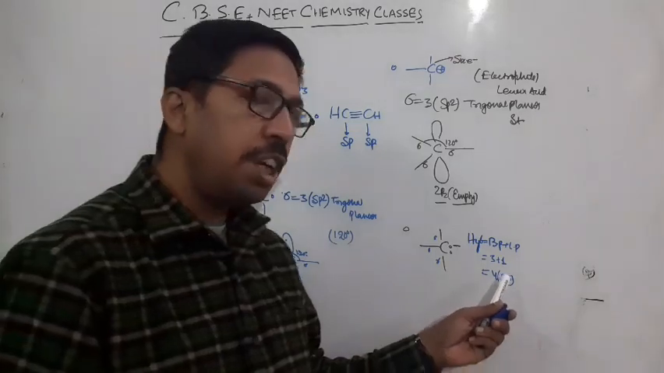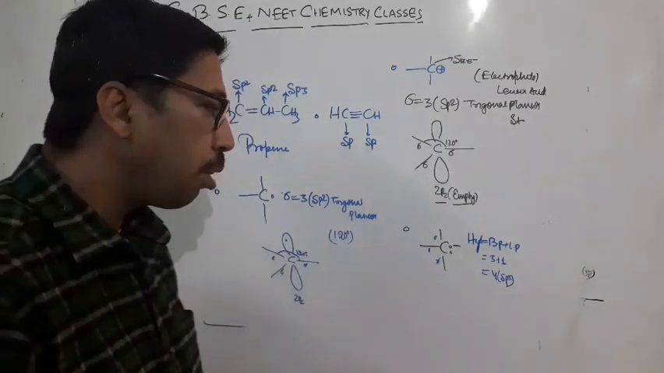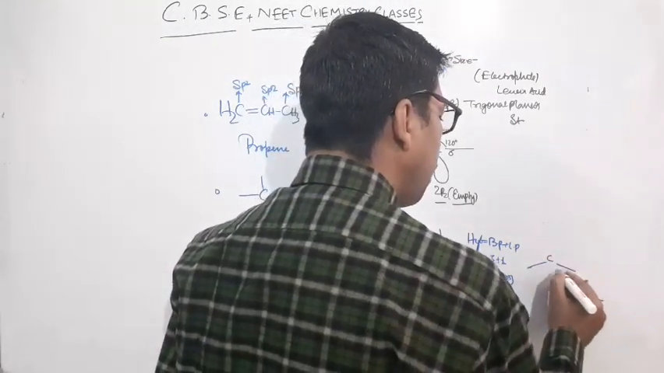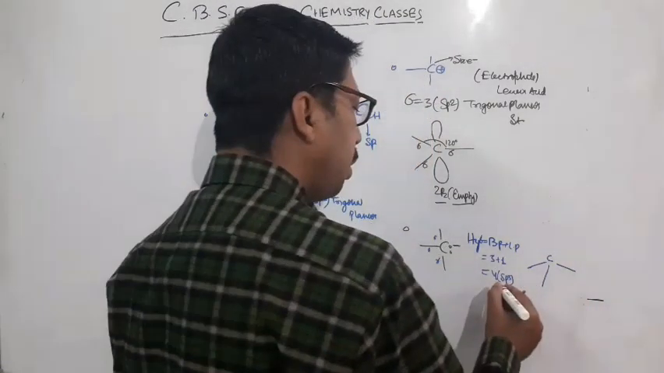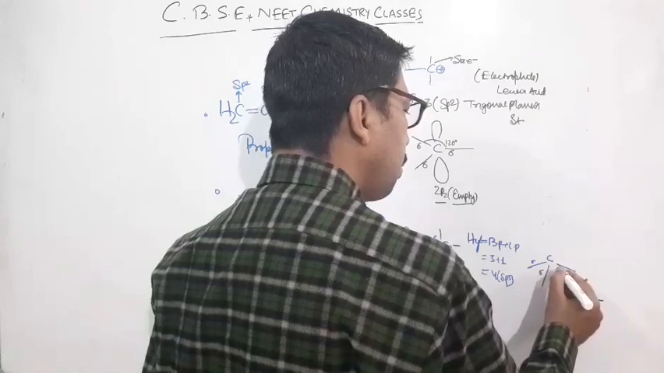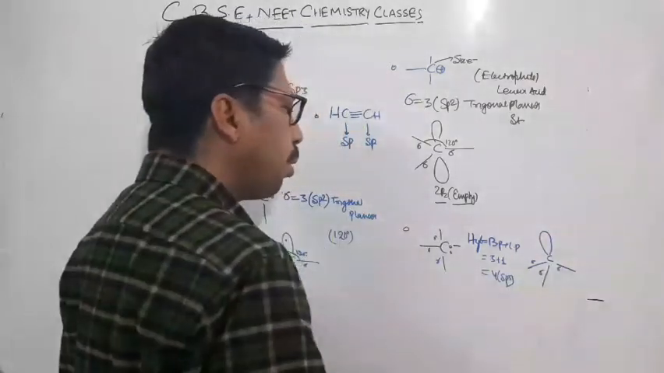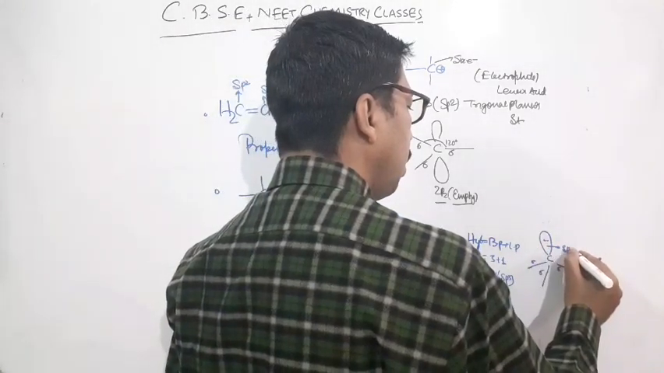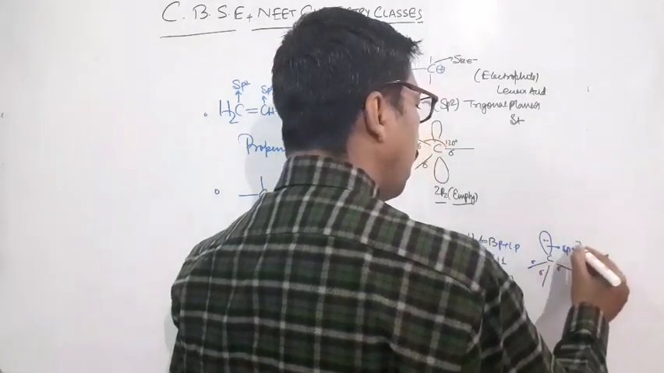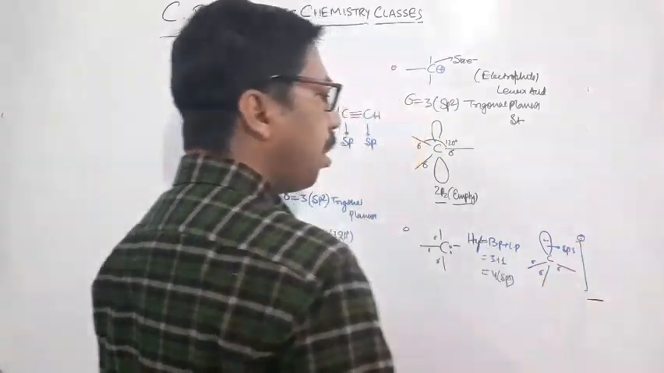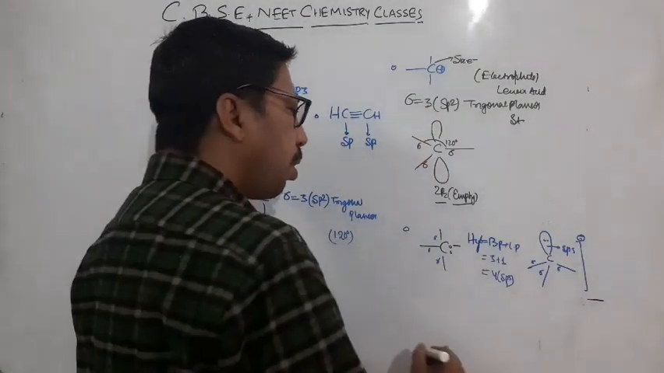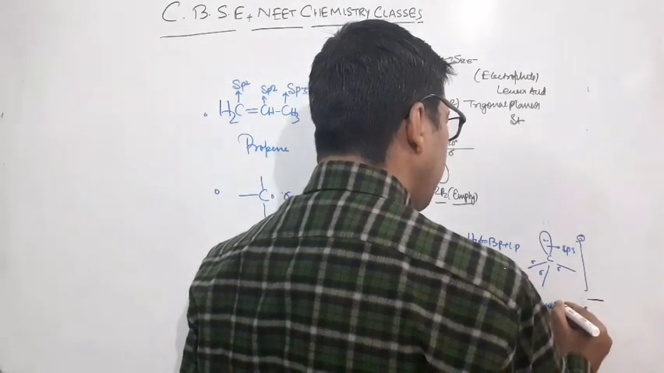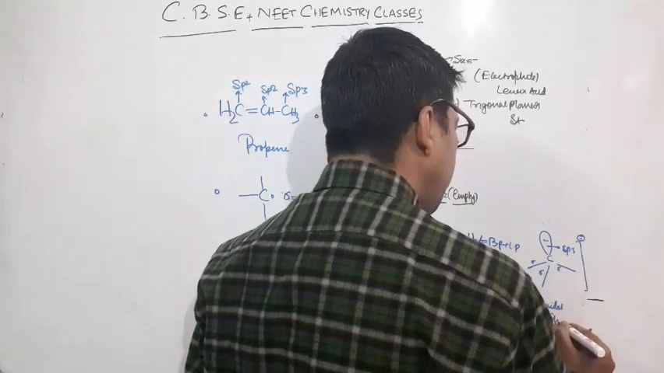sp3 hybrid orbital containing 1 lone pair of electrons will have a distorted tetrahedral structure, and the shape will be pyramidal. 3 sp3 hybrid orbitals forming 3 sigma bonds, and the last sp3 hybrid orbital contains the unshared pair of electrons, that is known as lone pair of electrons, and here you can put the negative charge on, and that's why you can see that it has pyramidal shape.